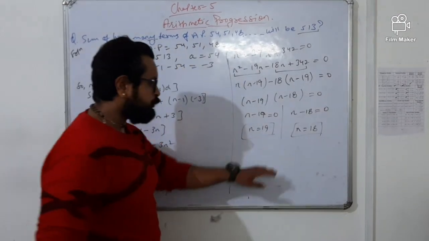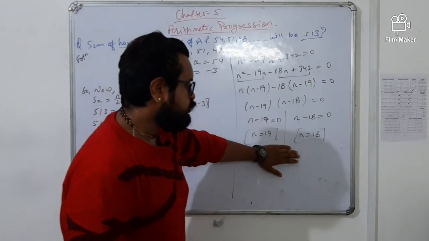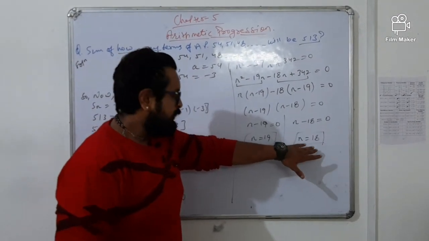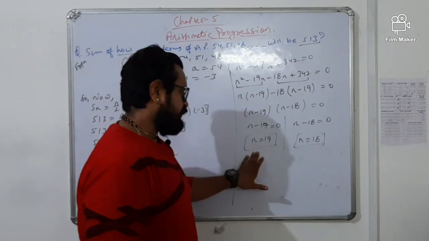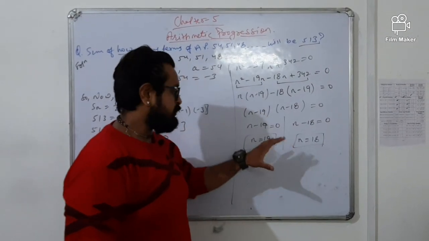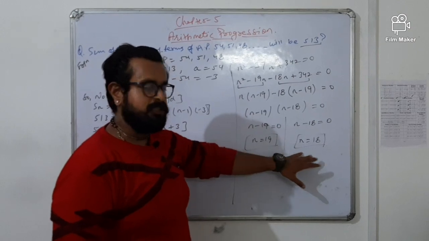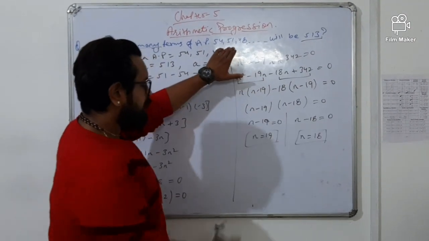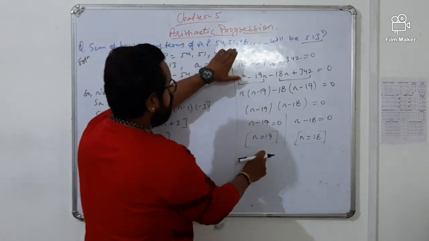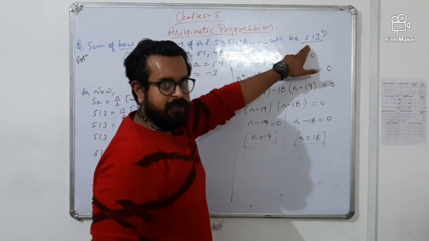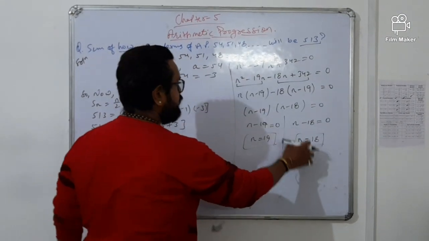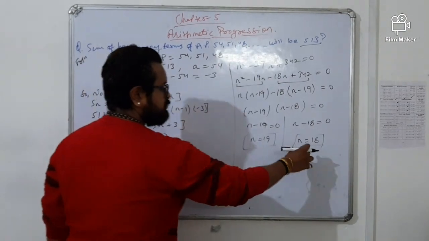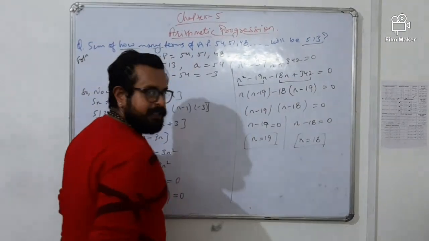Now here we got two values of n. This shows that if we take 18 numbers or rather 19 numbers, the sum of both will be 513. That means if we have 19 numbers in the AP, then the sum will be 513, and if we have 18 numbers in this AP, then also the sum will be 513.